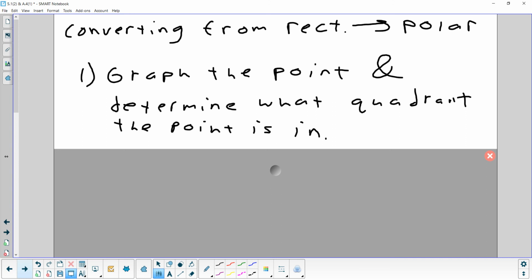So, when we're converting from rectangular to polar, because that last formula I showed you is going to change a little bit if you're in quadrants 2 or 3, that's the first thing you need to know. If you can figure out what quadrant you're in without graphing, that's fine. But the point of that first step is to figure out what quadrant you are in somehow. So that's the first step.